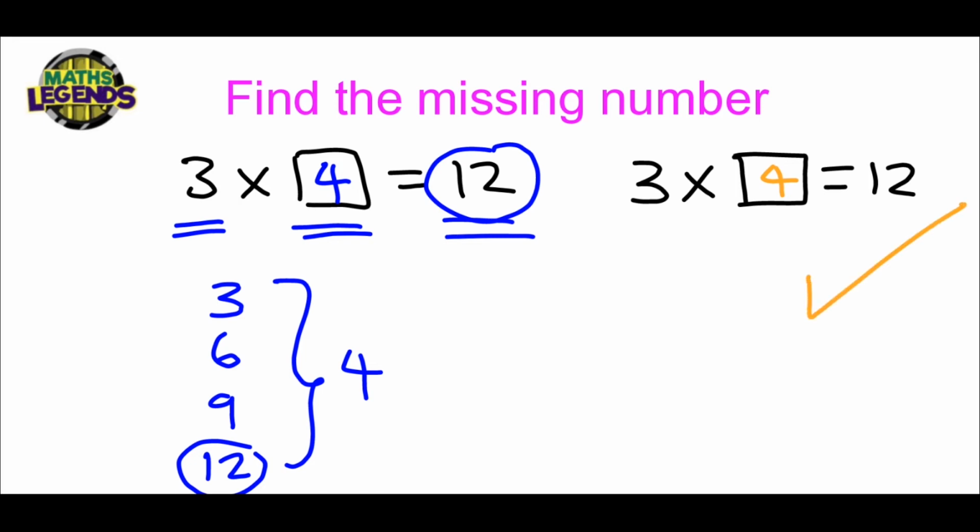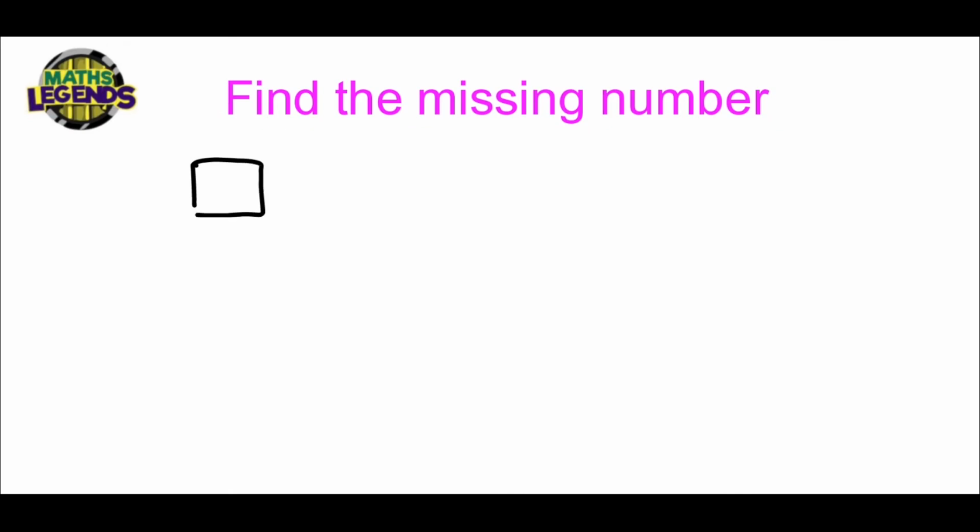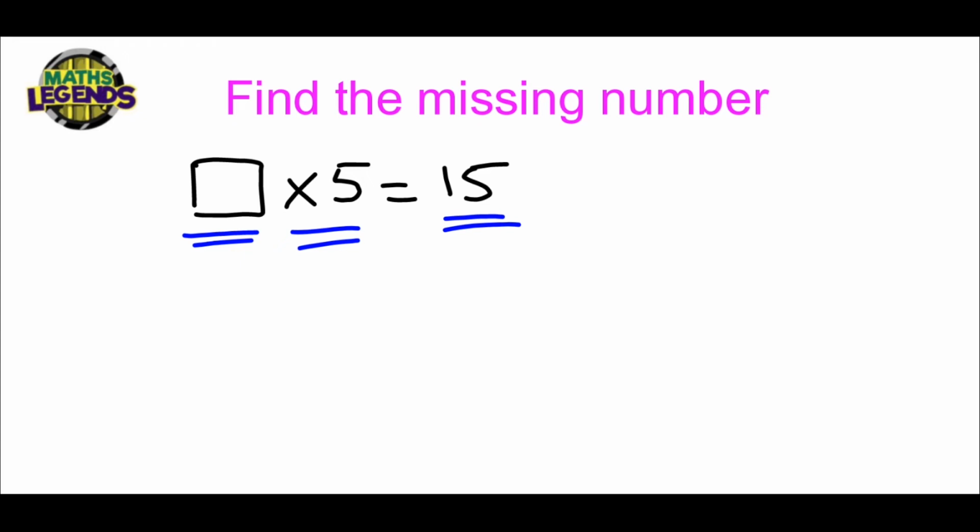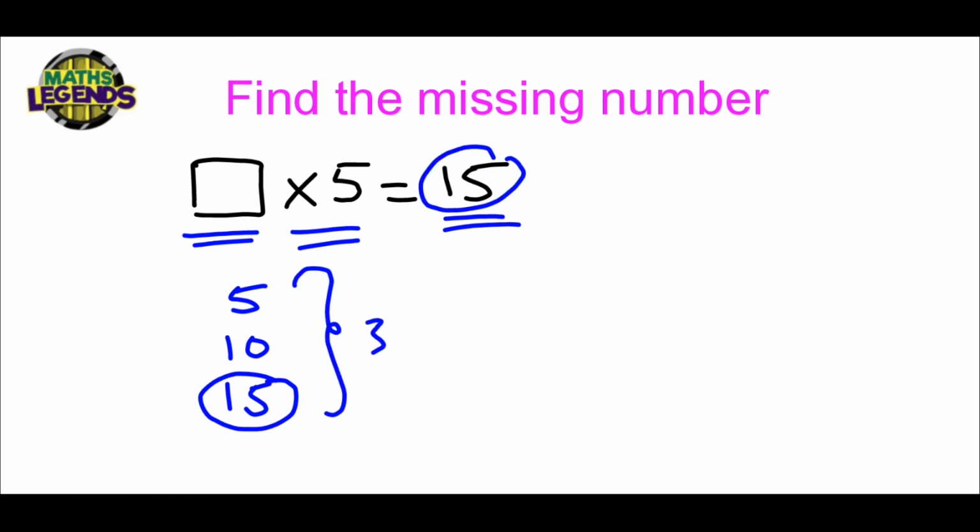Let's have a look at another example. Unknown times 5 equals 15. So again here, we have an unknown and we're going to multiply it by 5 to get to 15. So we need to write down our 5 times tables. 5, 10, 15. Okay, we reached the answer that we're looking for, and we've written 3 numbers. So the answer here is 3. 3 times 5 equals 15.